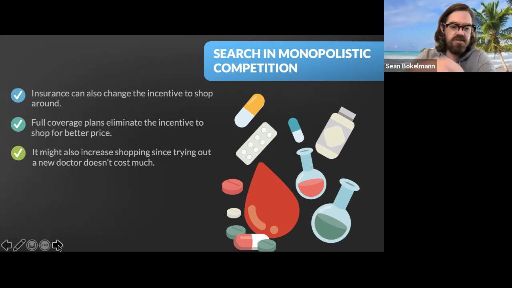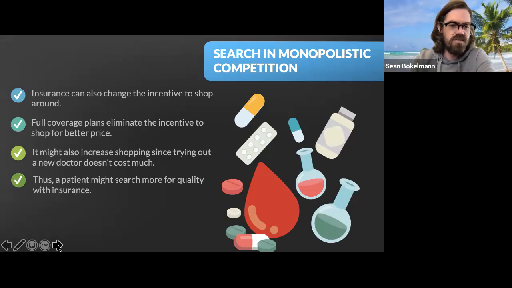But there's also something else that could be going on. It could be that insurance allows patients to shop for a new doctor since it doesn't cost them that much to try out a new doctor, right? So these are opposing, right? Opposing forces or opposing incentives. We can't really be sure which of these incentives is stronger or has a bigger effect, but both of those incentives exist when there's insurance, right?